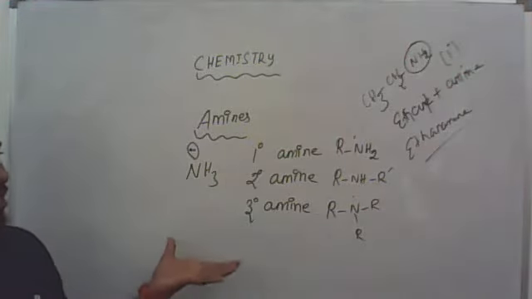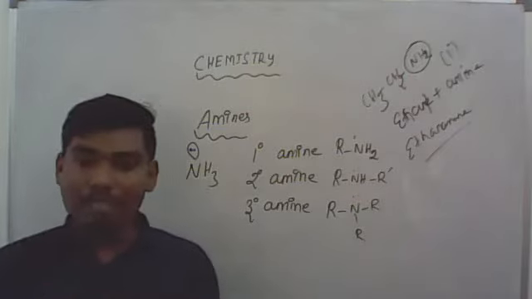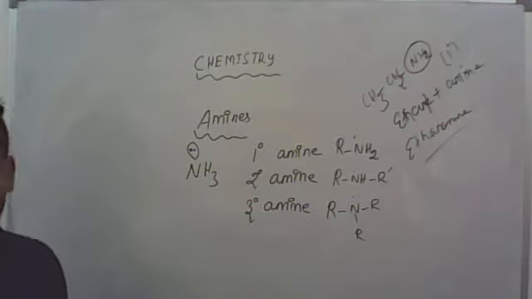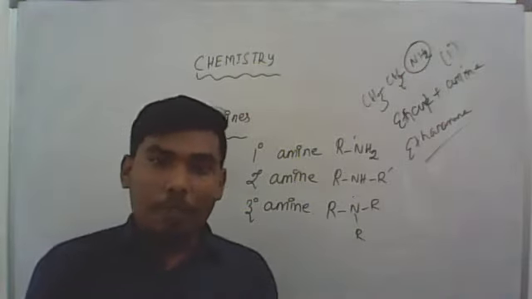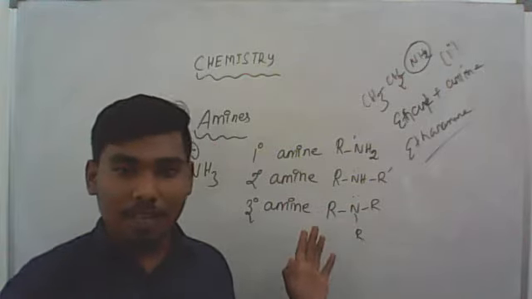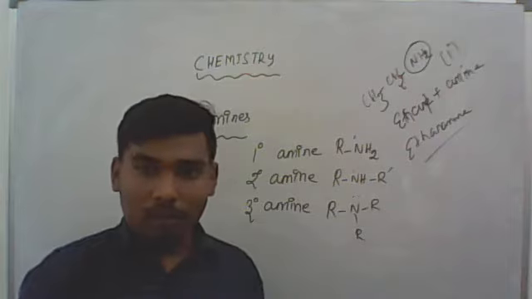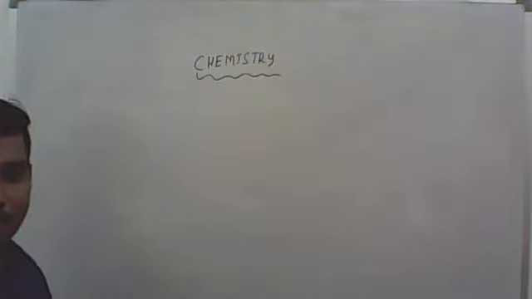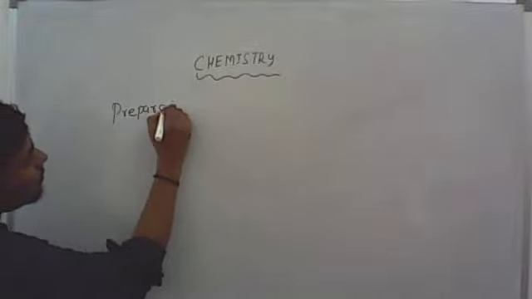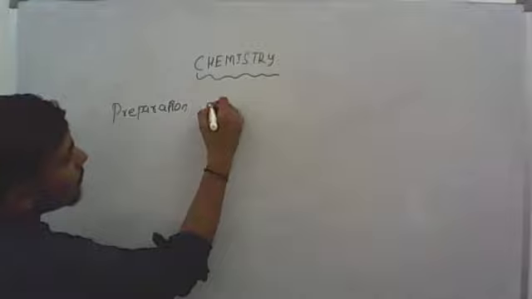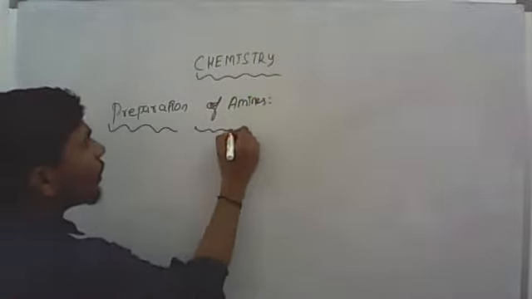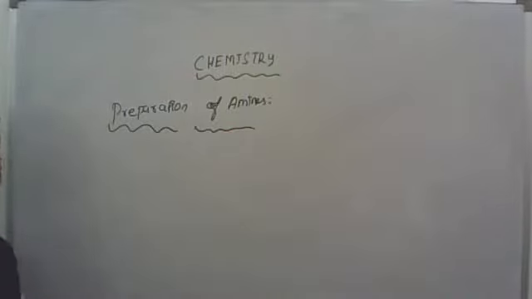This is the IUPAC name for this compound. These concepts were discussed in the previous classes, and now I'm going to discuss the next part, called preparation of amines. Amines are prepared by various methods. There are more than 5 methods, and I'm going to discuss them one by one. Let's start the preparation of amines. The first method we are going to discuss is the reduction of nitro compounds.